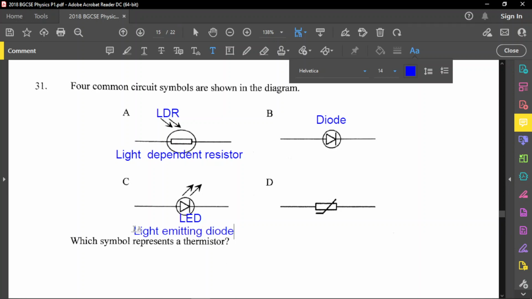I notice even the symbol inside of it is a diode symbol, right? This one now, of course, by virtue of not even naming it yet, that is the thermistor.